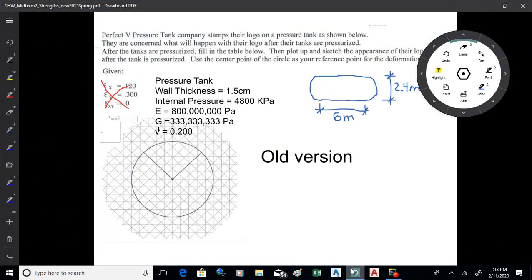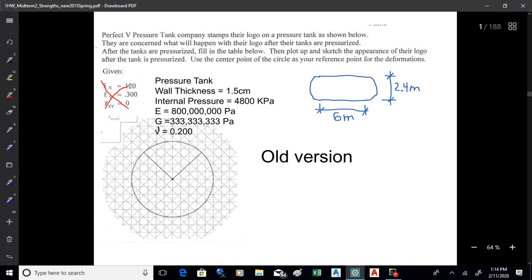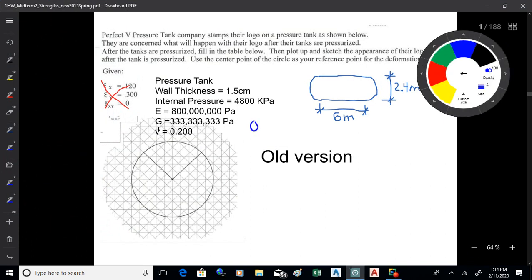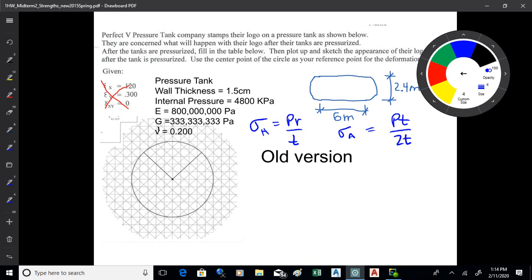All right, for those of you online, for the thing you see there, let's find the hoop and axial stresses on this tank and then show them on a sketch. Okay, so we want to find the hoop and the axial. I'm using equations 61 and 62. So we've got the pressure, the radius. Remember to use the radius, not the diameter, and the wall thickness.